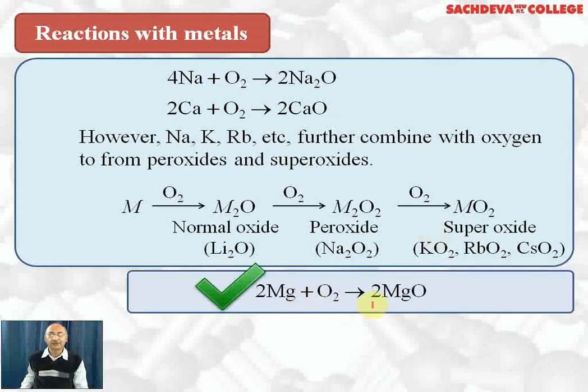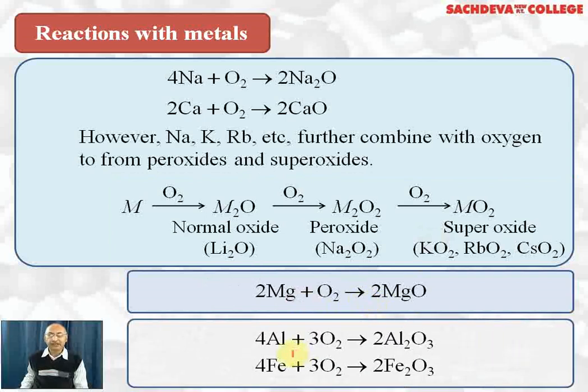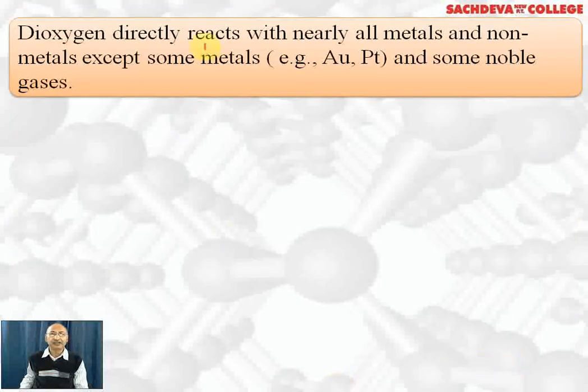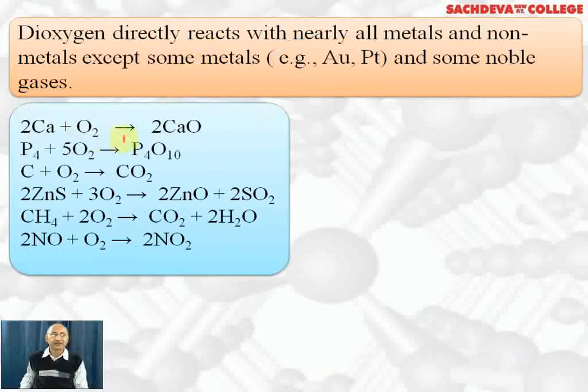Magnesium reacts with oxygen to form magnesium oxide, which can form only monoxide. Aluminium reacts with oxygen on heating, forms aluminium oxide. Iron reacts with oxygen to form ferric oxide. Dioxygen directly reacts with nearly all metals and non-metals except some of the noble metals like gold and platinum and some noble gases. Calcium reacts with oxygen to form calcium oxide.